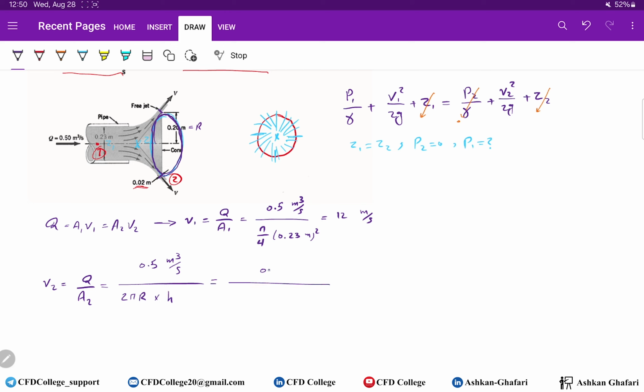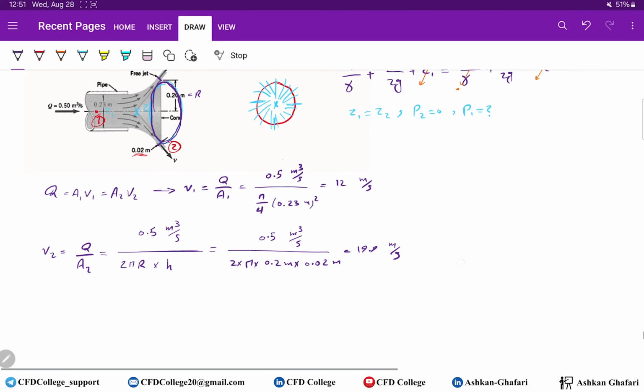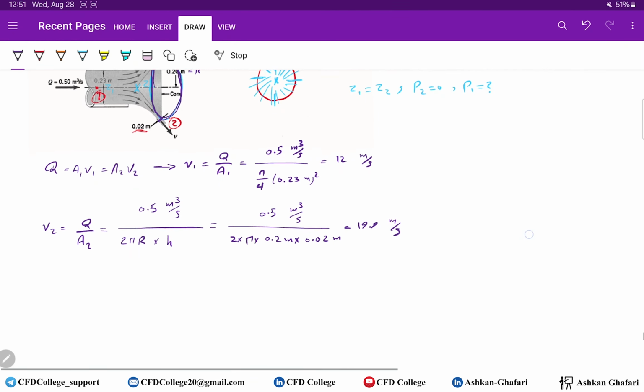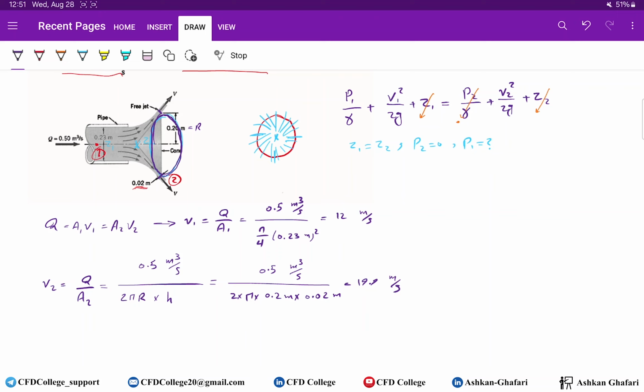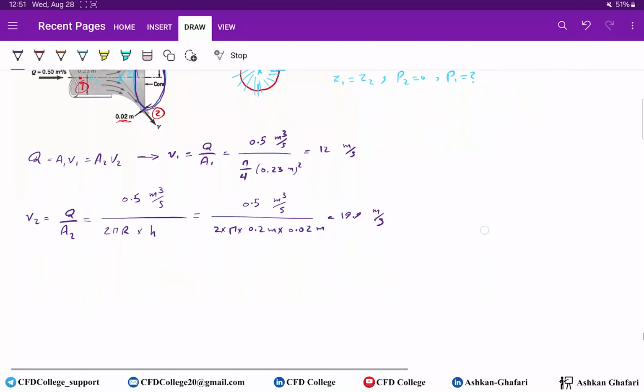So it's 0.5 cubic meters per second. 2 pi r is 0.2 meters, and h is 0.202 meters. So velocity is 19.9 meters per second. Now we have everything, and if you put the values in the Bernoulli equation, you can find P1.